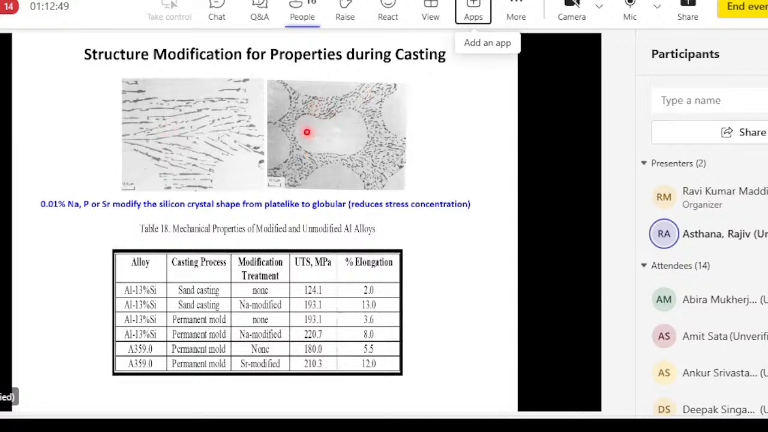Well, what is the benefit here? Without any treatment, you get about 124 megapascal tensile strength and 2% elongation.